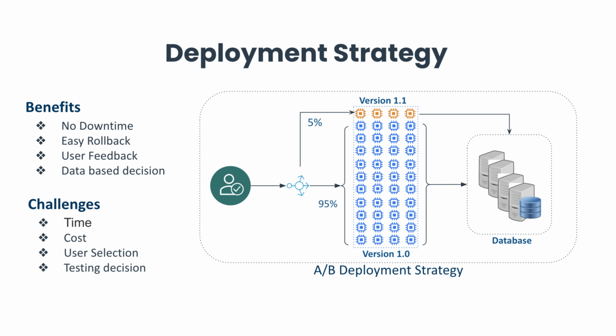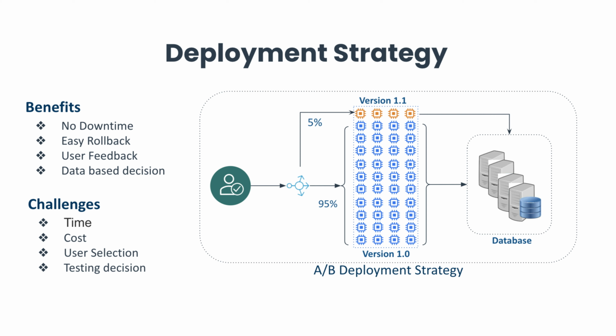There are a lot of benefits for using A/B deployment strategy: no downtime, easy rollback, user feedback, and data-driven decisions. With A/B deployment strategy, we can get early user feedback on the new features and make decisions based on that. The business decisions can be data-driven. For example, how users from different countries or regions react to the feature.